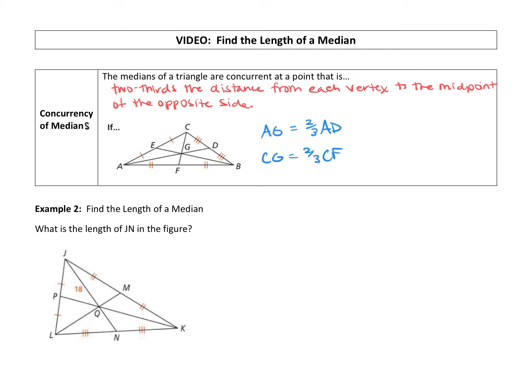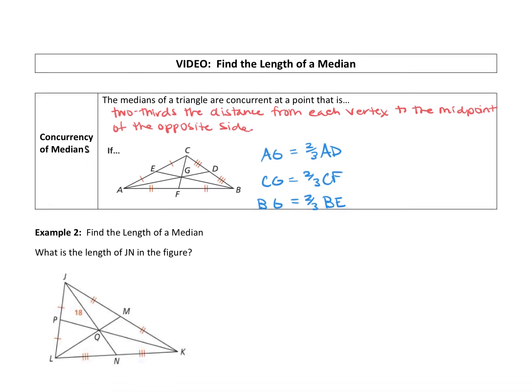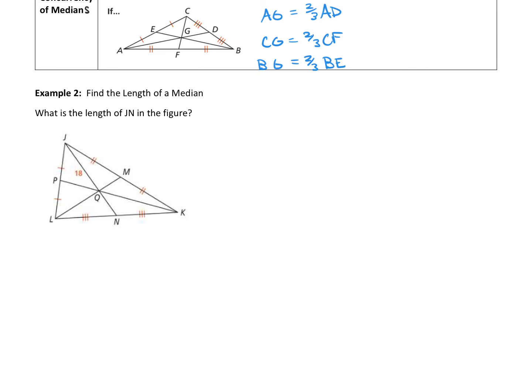All right, and our last one we have is BG is equal to, so BG is part of our BE median. BG is equal to 2/3 of our median BE. All right, so let's use that knowledge to answer a question.